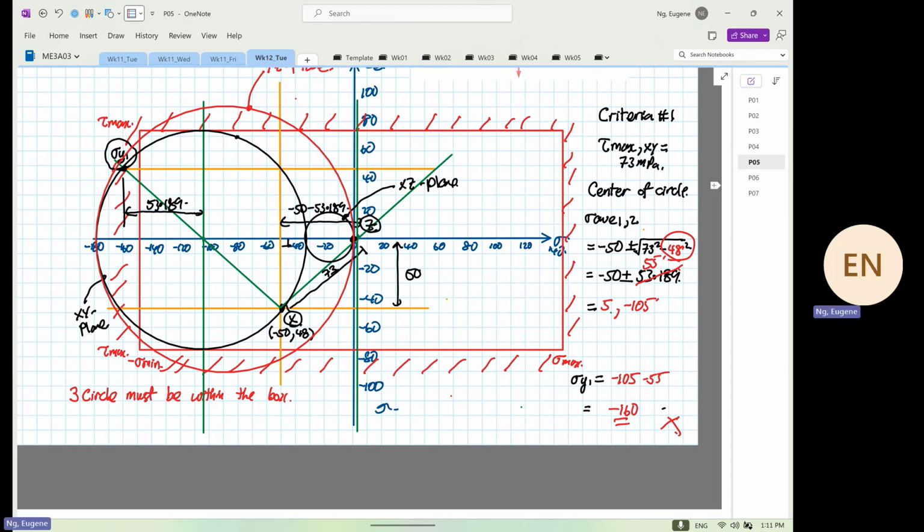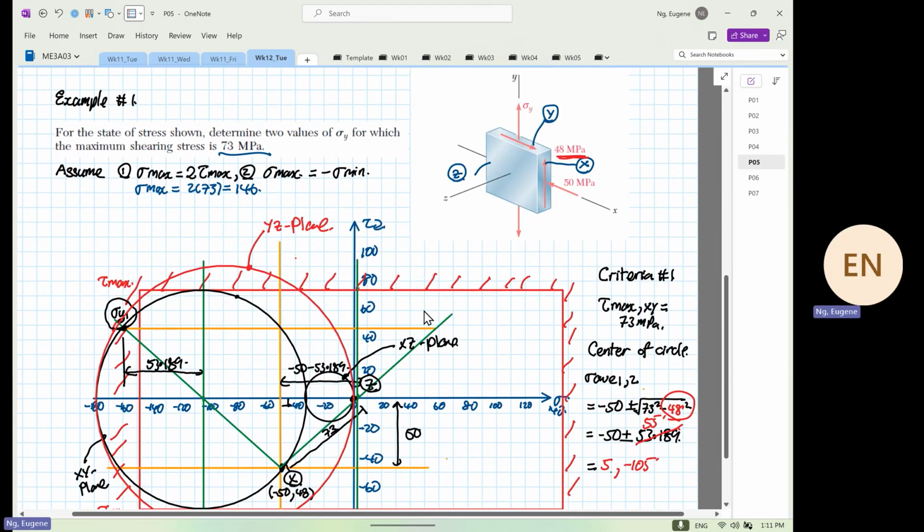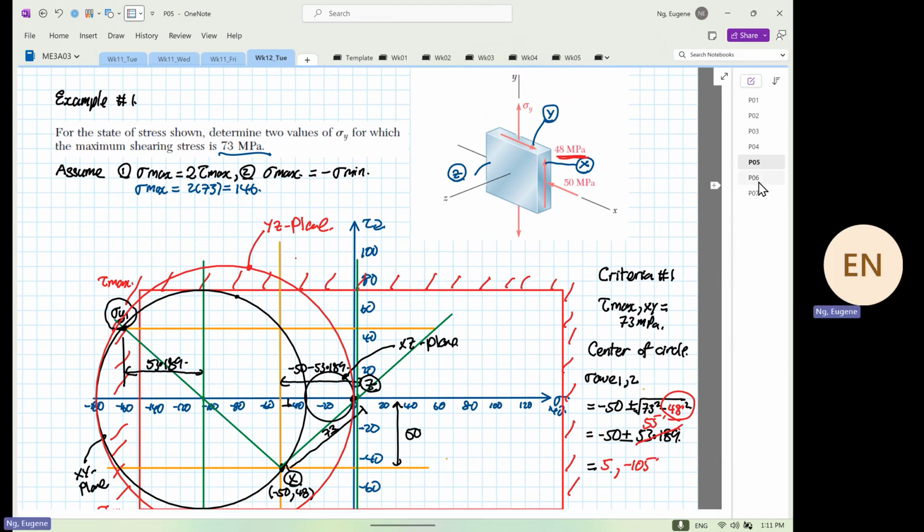Okay? Now, let's next construct the other possibility. The other possibility is where the center of the circle is equal to what? 5. Okay, so I'll do that now. So again, we are going to draw more circles.